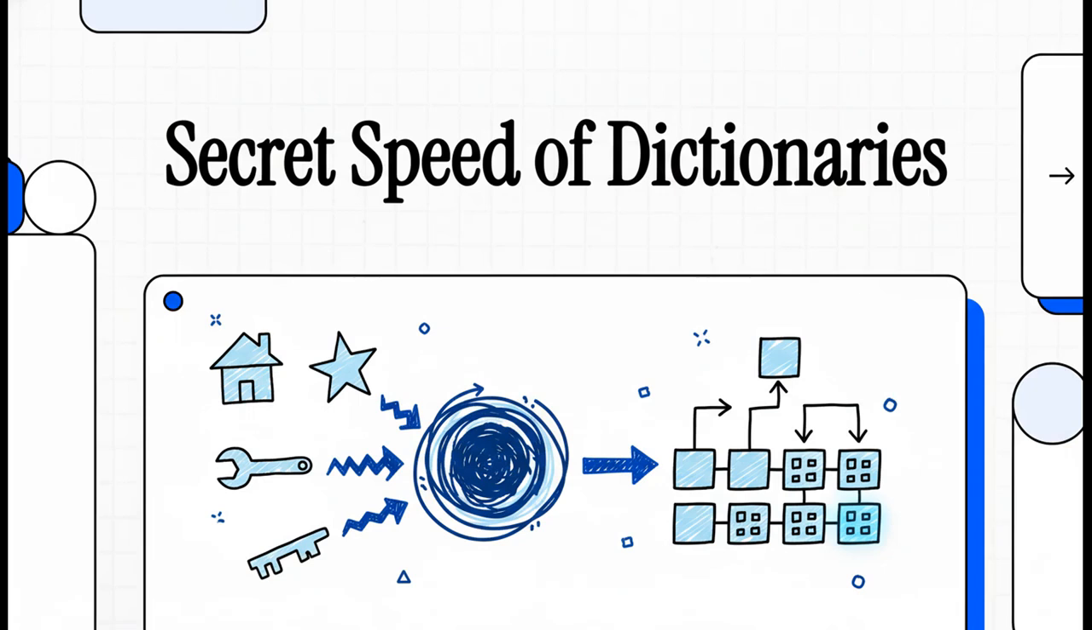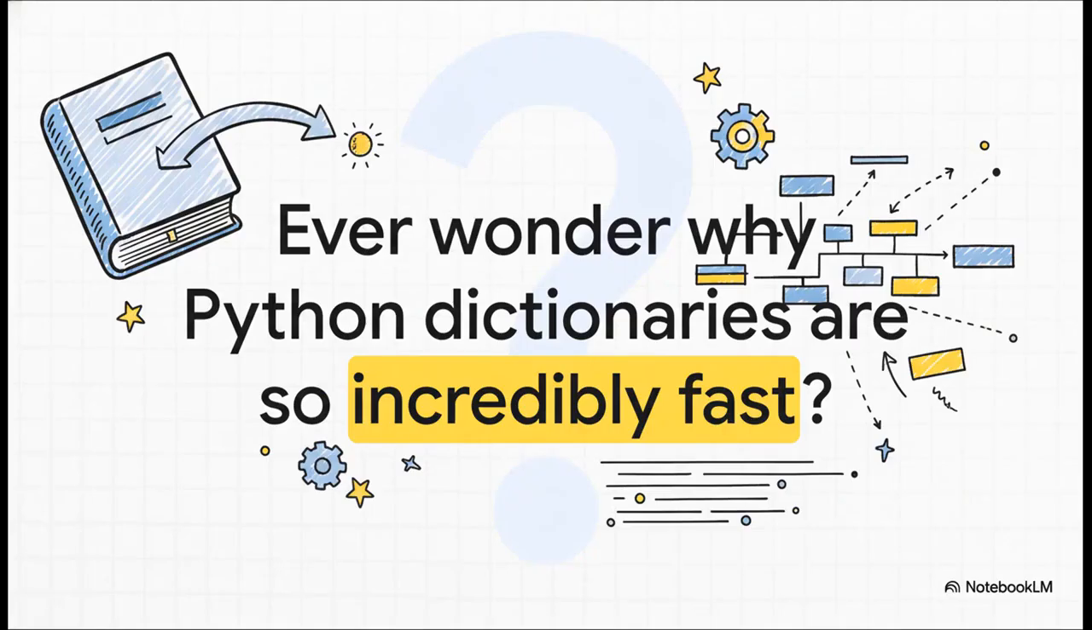All right, let's talk about one of Python's most powerful and kind of magical tools, the dictionary. We're going to pull back the curtain and see what makes them work with what feels like impossible speed. Seriously, have you ever stopped to wonder why Python dictionaries are just so ridiculously fast? I mean, you can have a dictionary with millions of items, ask for one thing, and bam, it's right there, instantly. How does it even do that?